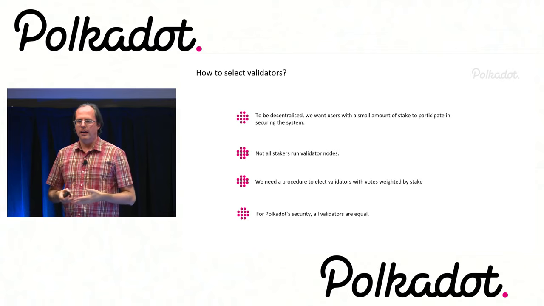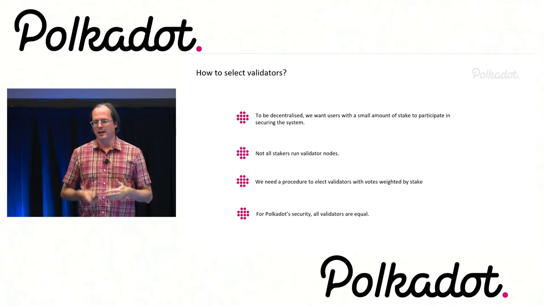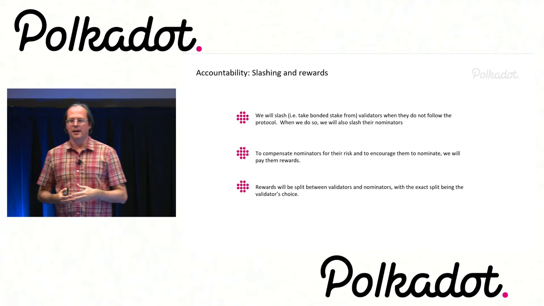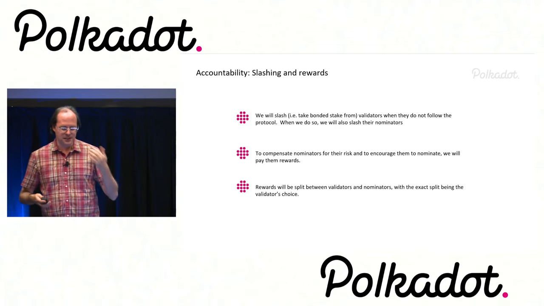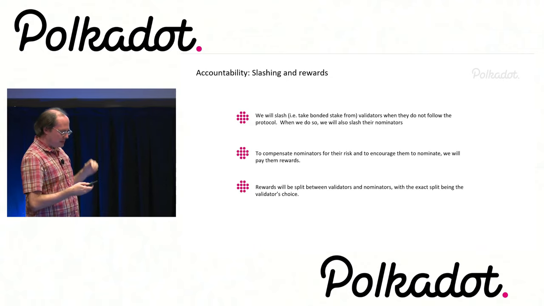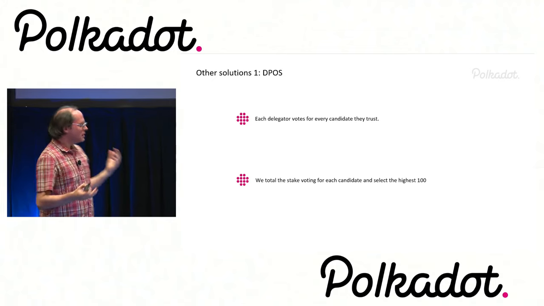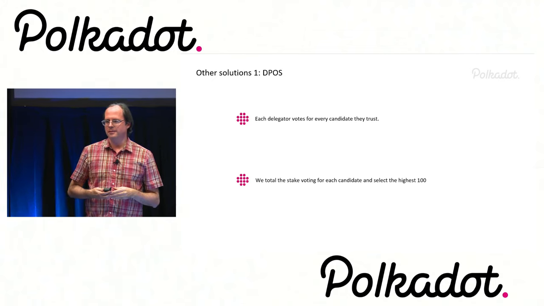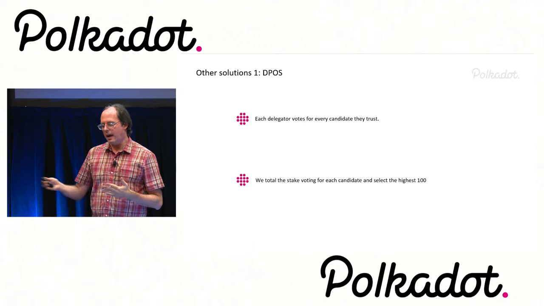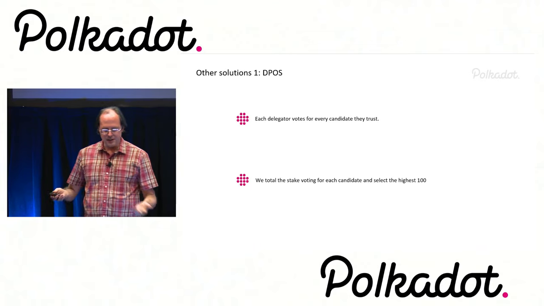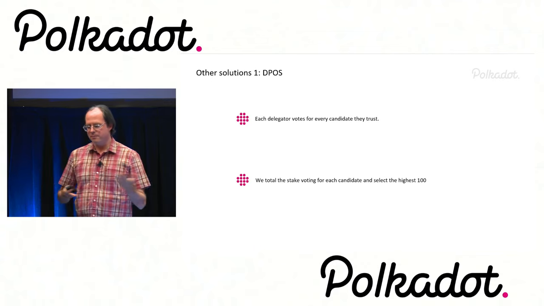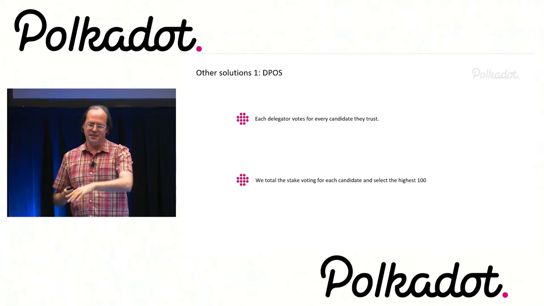So this talk is about how we elect validators. How do other people do it? I dare say people have heard of DPoS, the scheme used in EOS and other chains. Basically, what they do is they use approval voting. As a delegator, you vote for every candidate you trust, and we just pick the 100 or 21 or whatever guys with the most stake trusting them.